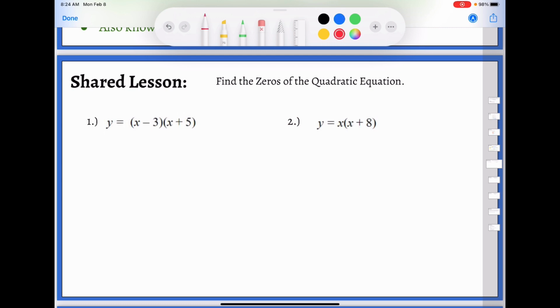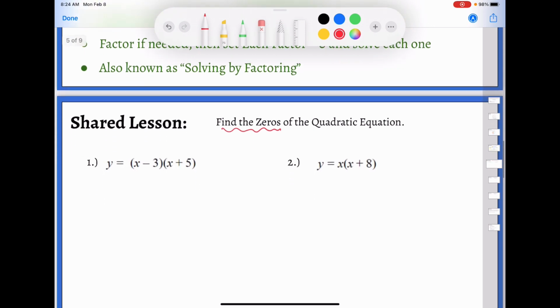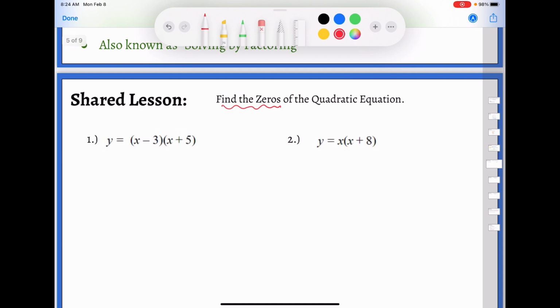But notice the directions say to find the zeros. And remember in our method for making sure that we are finding zeros, it says to make sure that the equation equals 0. So what we're going to do is take this y and replace the y with a 0. So it'll say 0 equals x minus 3 times x plus 5. Now it should look exactly like that problem we just finished, right? It's already factored for us. Notice we have 2 things that are multiplied together and it's supposed to equal 0.